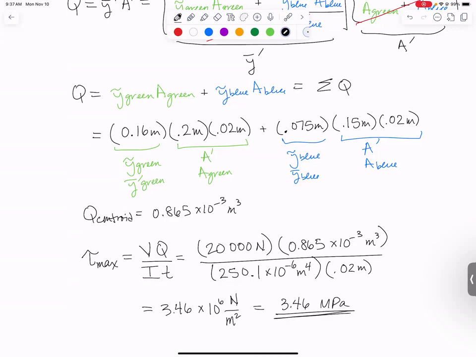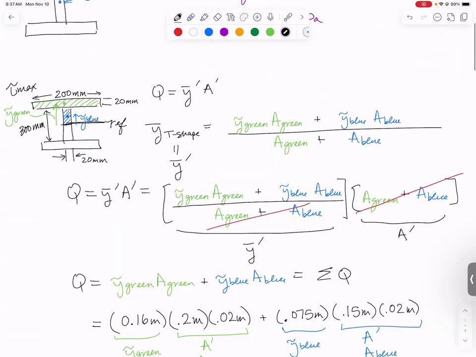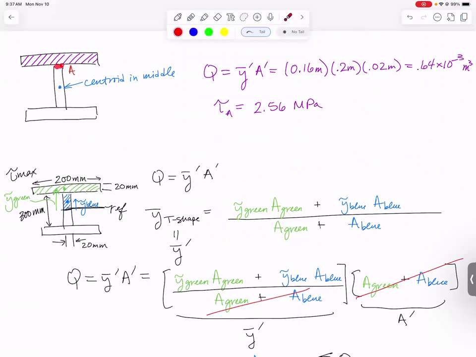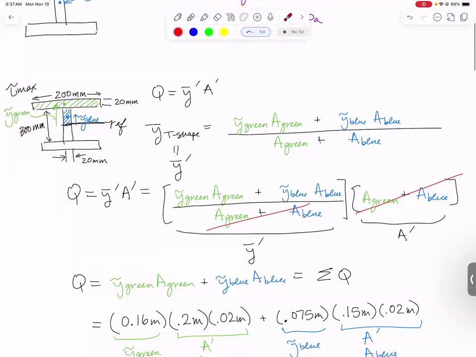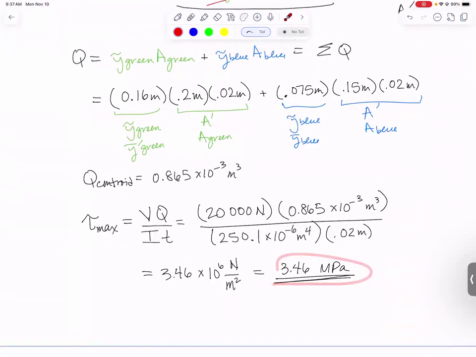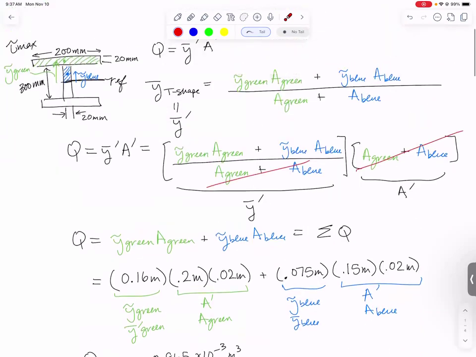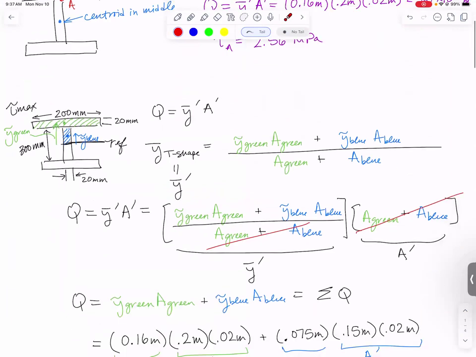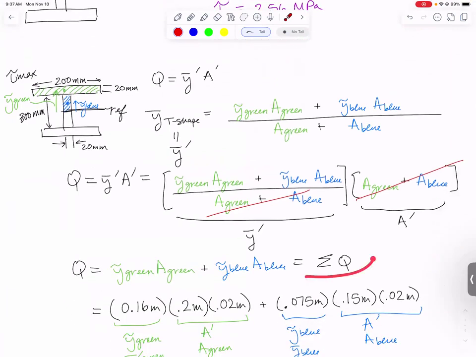Let's compare that to what we got last time, which was right here at the very top of the web next to the flange, 2.56. So going all the way down to the centroid, our stress is quite a lot higher, 3.46 megapascals instead. And there is more math involved, but it's not as much as you might think, because we can simply sum up the Q's. So we had already found the Q for this shape. We're going to add to it the Q for this shape.